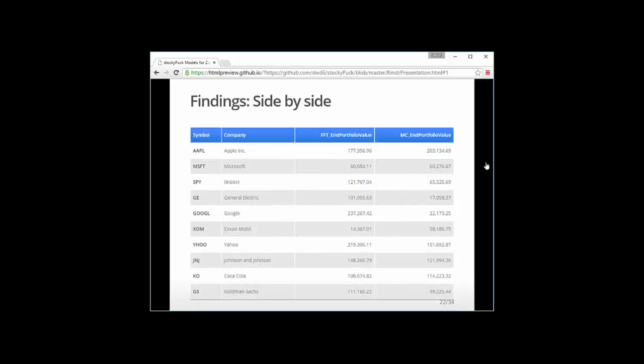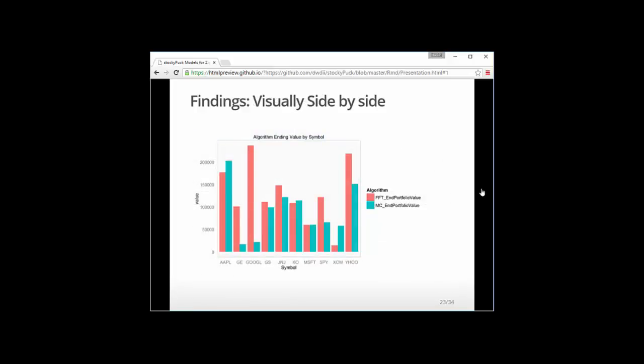A raw output from the models is shown here. Each row represents a security and the ending portfolio value from each model. This chart helps to illustrate the differences. In some cases the models perform similarly, while in others it seems the Fourier transform is performing better.